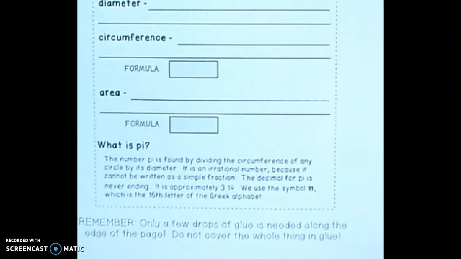All right, so we're using pi in these formulas. What is pi? Pi is found by dividing the circumference of any circle by its diameter, because we said that circumference equals pi times diameter. So to solve for pi, you would divide by pi on both sides. You don't have to write this down. Divide by diameter on both sides. You don't write this down. I'm just showing you that pi equals circumference divided by diameter.